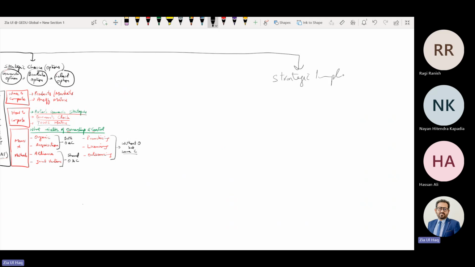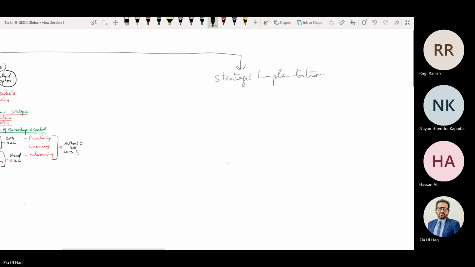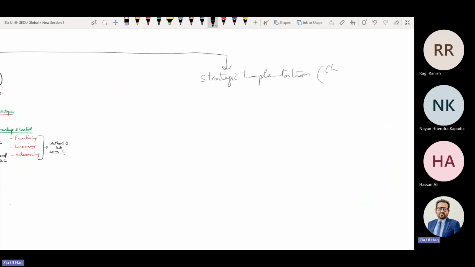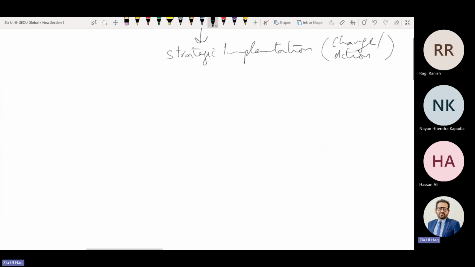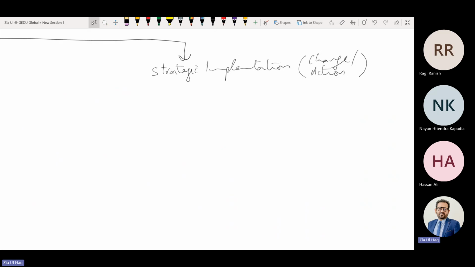Strategic implementation is also called strategic change or strategic action. In the strategy that we have chosen, that we have selected, we need to make changes according to that strategy. We need to perform action according to that strategy.